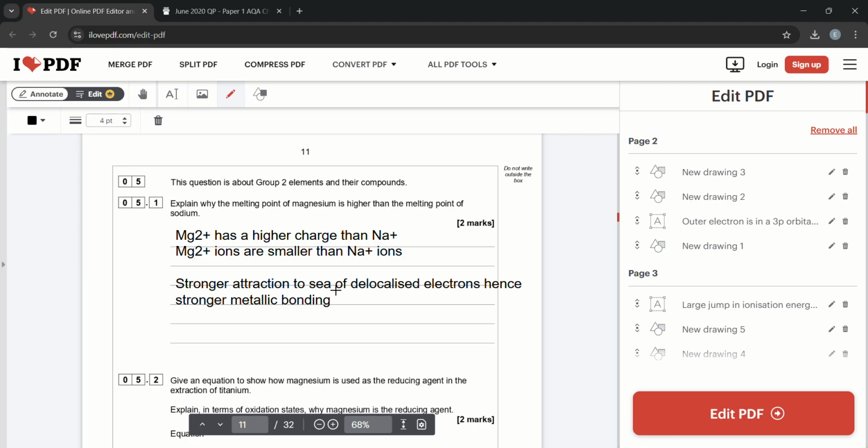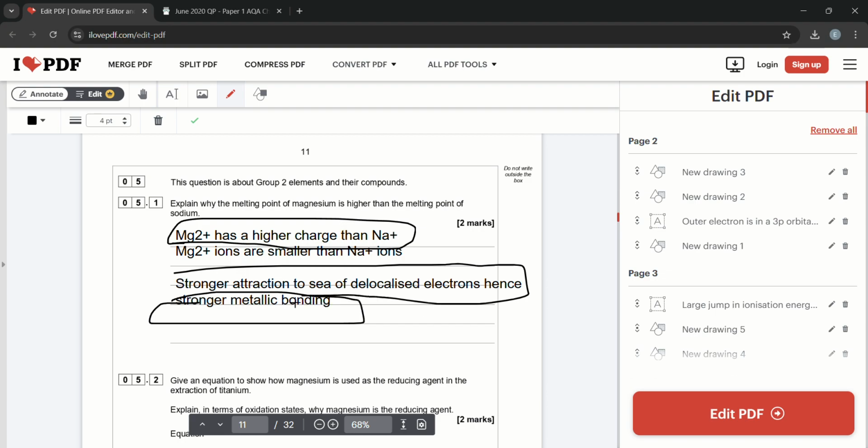That's it. Obviously I did waffle on a bit. All you had to say really was these two key points. Mg2+ ions have a higher charge than Na+ ions, therefore stronger metallic bonding. But I prefer to show this: stronger attraction to the delocalized electrons, stronger metallic bonding. Mg2+ ions do have a higher charge than Na+, therefore Mg2+ ions are smaller than Na+ ions.